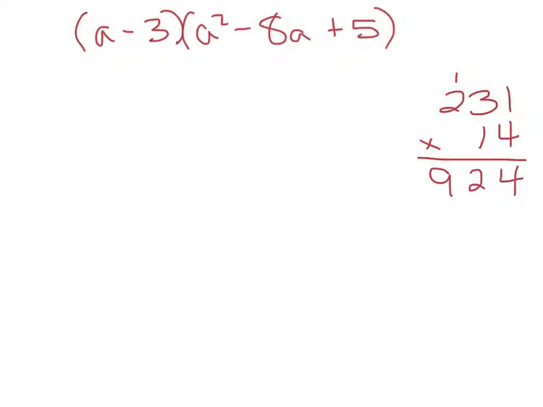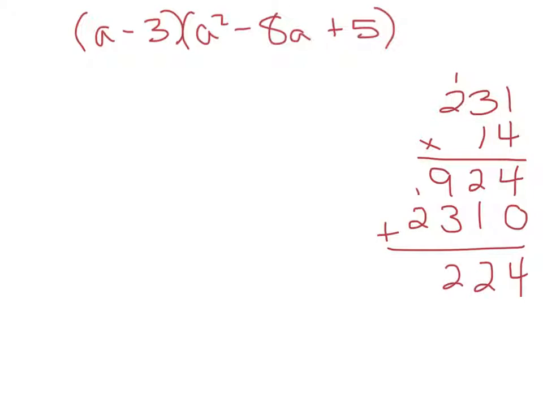Then we're going to come down here and multiply the 1 times every part of this. But the first thing we have to do is give ourselves a placeholder 0. Then we can do 1 times 1, 1 times 3, and 1 times 2. Then we add them together and get 4 plus 0 is 4, 2 plus 1 is 2, 9 plus 3 is 12, carry the 1, and 1 plus 2 is 3. Okay, so our final answer here is 3,224.